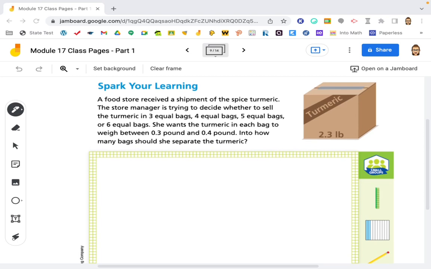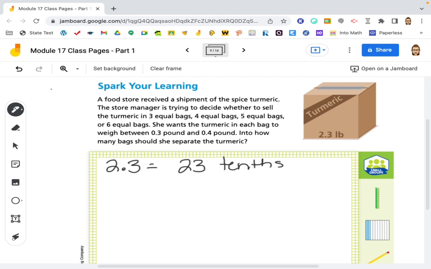It says a food store received a shipment of the spiced turmeric. The store manager is trying to decide whether to sell the turmeric in 3 equal bags, 4 equal bags, 5 equal bags, or 6 equal bags. She wants the turmeric in each bag to weigh between 3/10 pound and 4/10 pound. Into how many bags should she separate the turmeric? So we're going to have to try both of these. So we're going to start by saying that 2 and 3/10 is the same thing as 23/10.